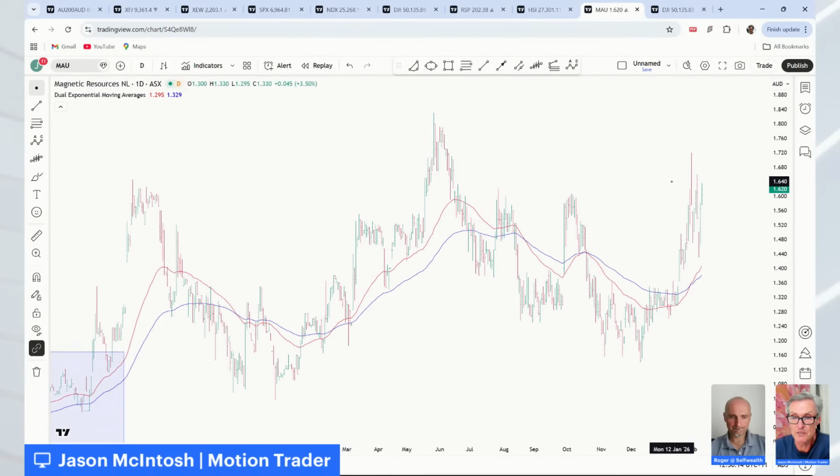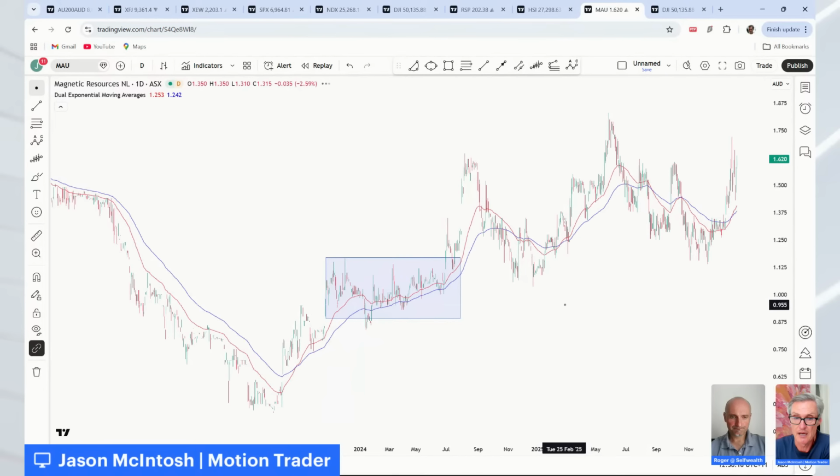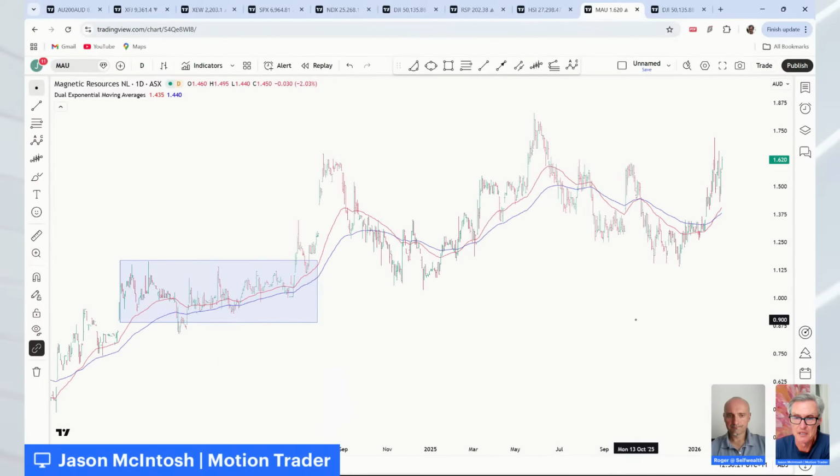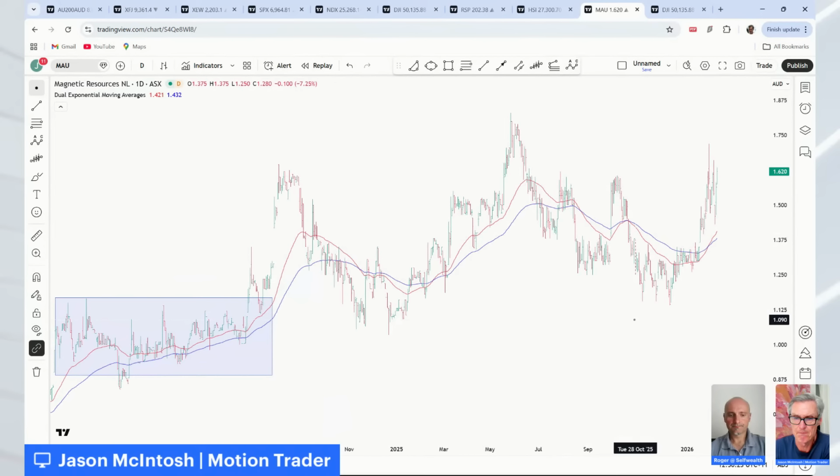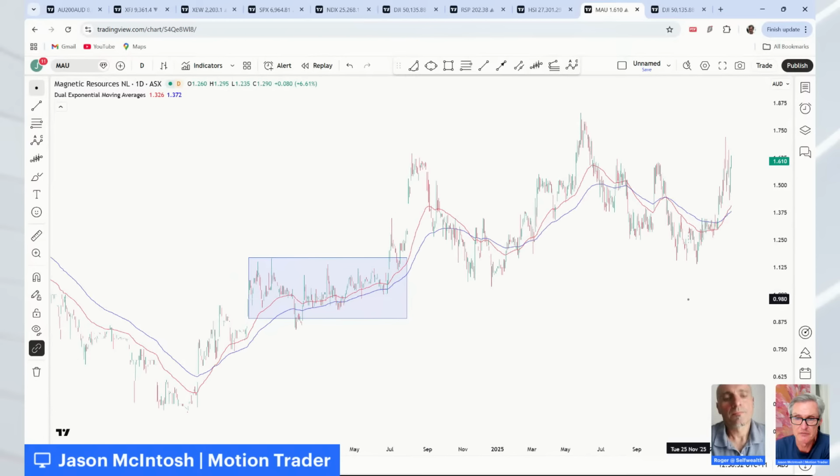Yeah, look, it's holding up well. I think this is a gold orientated stock. So the moving averages have crossed higher. It's establishing itself above the moving averages after this pullback phase.